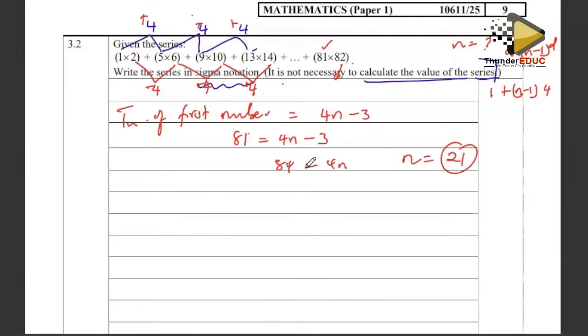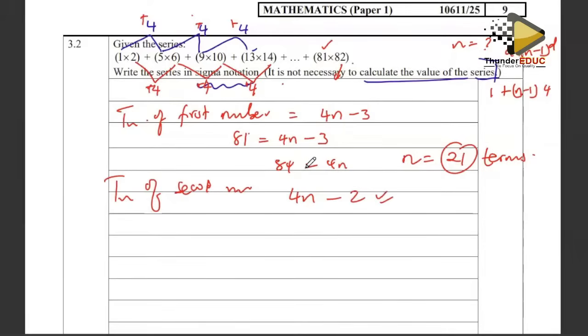So we basically have 21 terms. Okay. Now, if that is 21 terms, I need to also get the Tn of the second number. Since it's 4n, it's going to be 4n minus 2. Okay. Because times 1 is going to be 4 minus 2 is 2, times 2 is 8 minus 2, which is 6. Okay, which is correct.